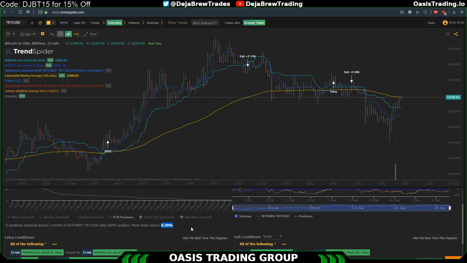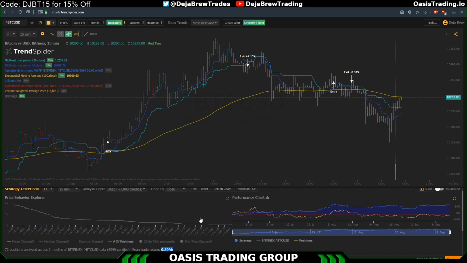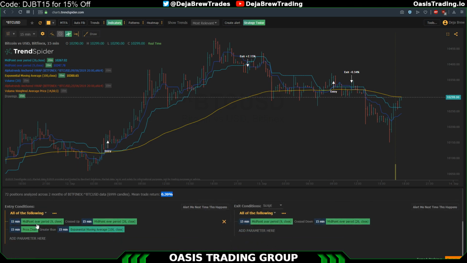Now, keep in mind that this strategy is a buy-only strategy. You are not shorting on this strategy. You could flip this strategy to do a short. So you could put entry and then do the midpoint crossing down, and you want to see price less than the 100 EMA. And then you would just flip this so the midpoint would be crossing up to close your trade. And that would give you the short strategy.